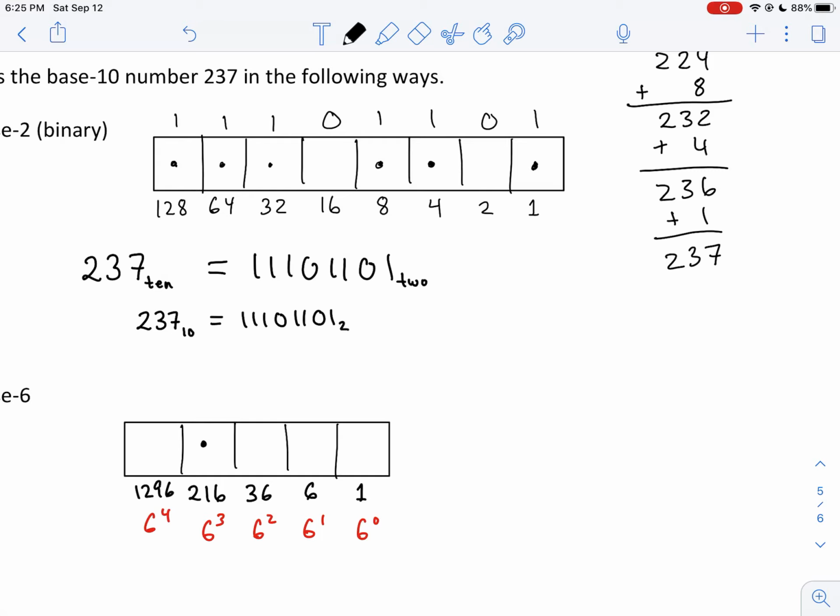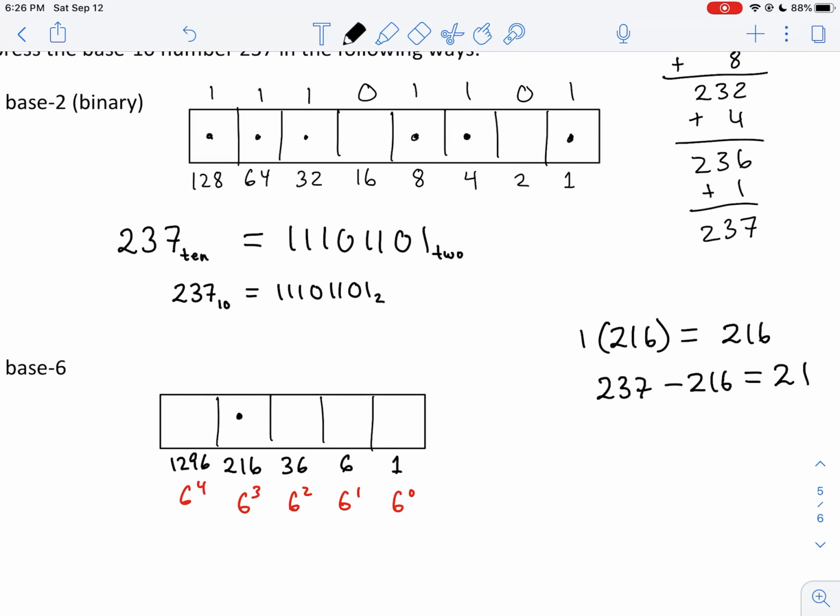Let's move this over and put my work over here. So I have one copy. We have one copy of 216. That's 216. And we want to see what we have left to create. So I'm going to do 237 minus 216 and see what's left. When I subtract these, I get 21. So I have to account for 21 more. Well, 36 is too big. I don't need any 36s. So no dots in the 36.